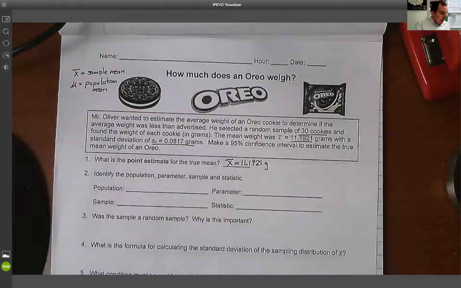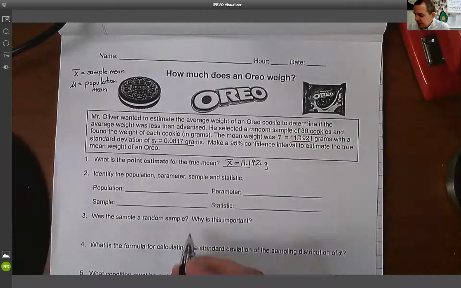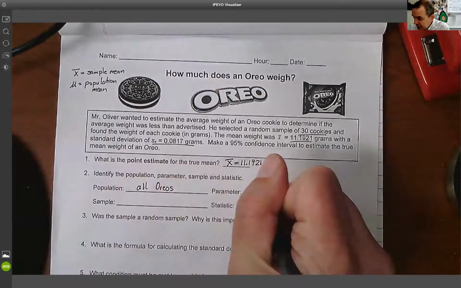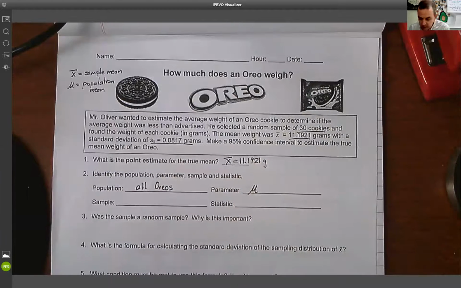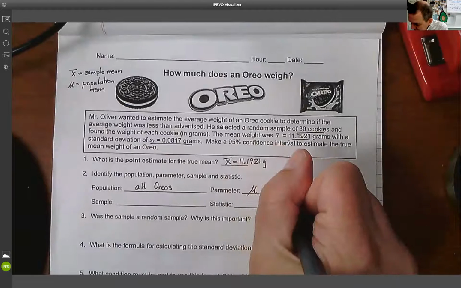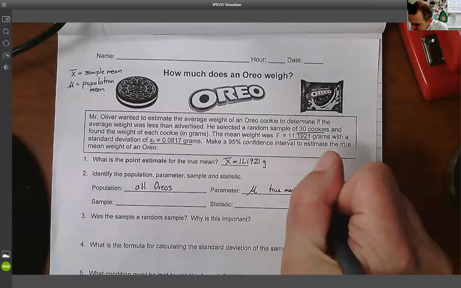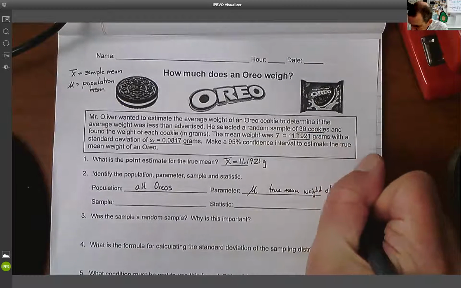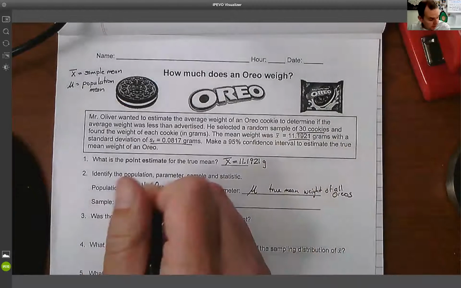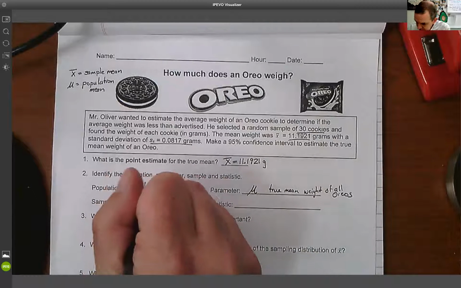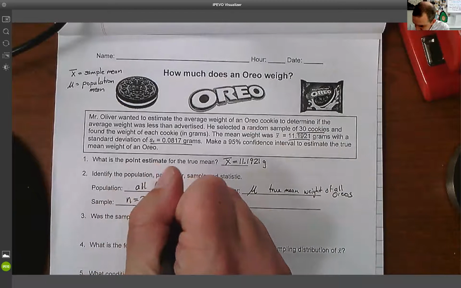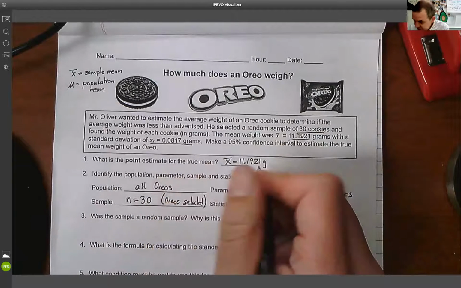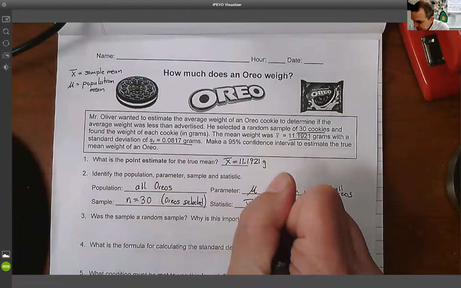Now, the next thing we want to look at is the population. The population here is going to be all Oreos. And the parameter here is going to be mu, the true mean weight of all Oreos. Our sample is going to be n equals 30, the Oreos selected. And the statistic we're going to use is X bar equals 11.1921.